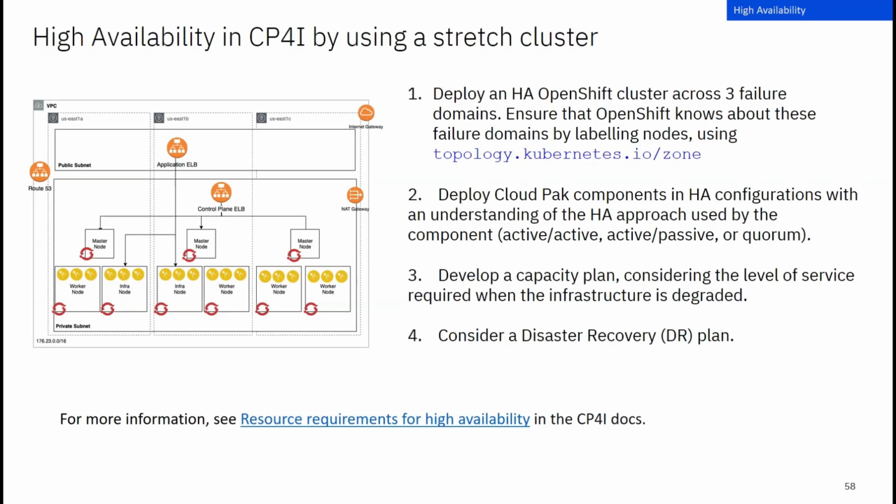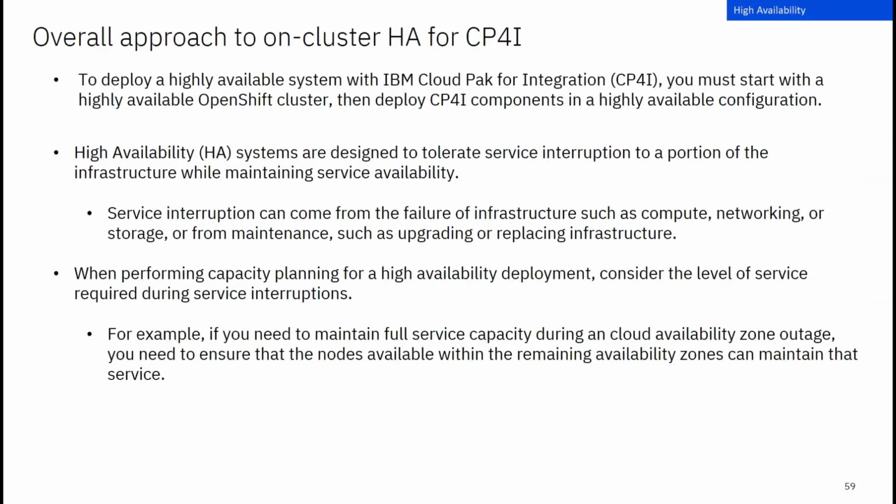To implement HA, customers deploy OpenShift clusters across 3 failure domains, label nodes, deploy CP4I components in HA configurations, and develop capacity and disaster recovery plans. High availability starts with a resilient OpenShift cluster, then CP4I components are deployed in HA configurations, with capacity planning for service interruptions.